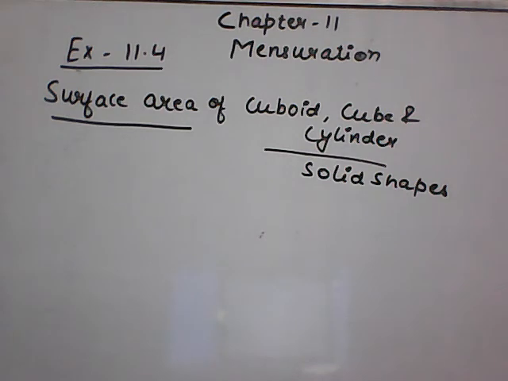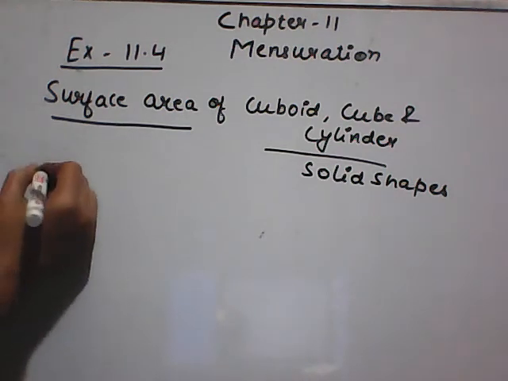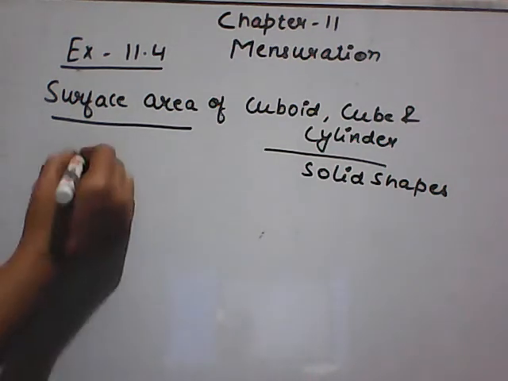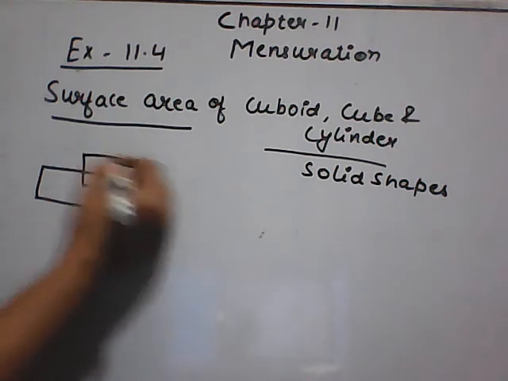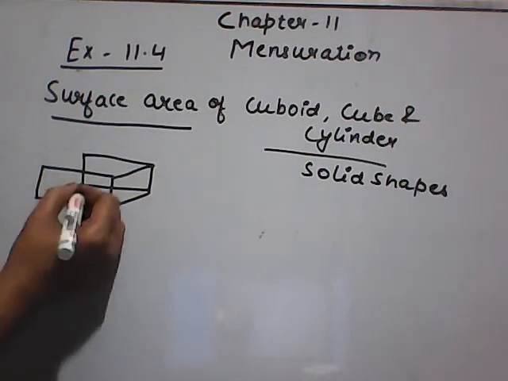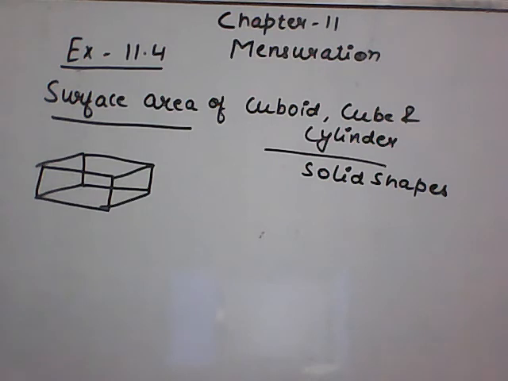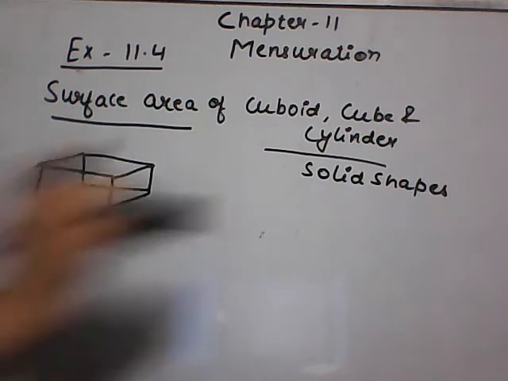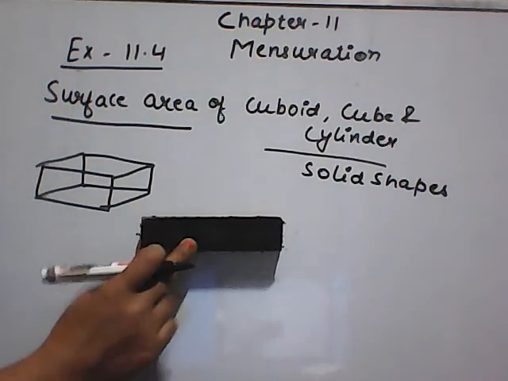Now, you should know the surface area of cuboid, cube and cylinder. We will learn about the formulas related to these figures. First one is cuboid. As we know, cuboid is in this form, and an example of a cuboid is this duster. It is in the cuboid form.